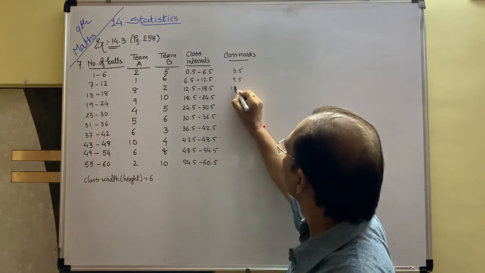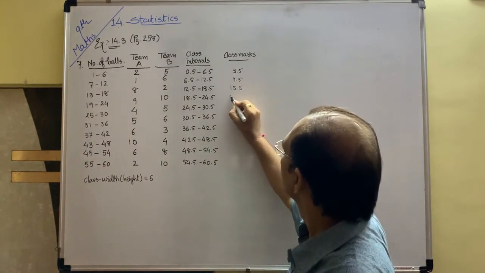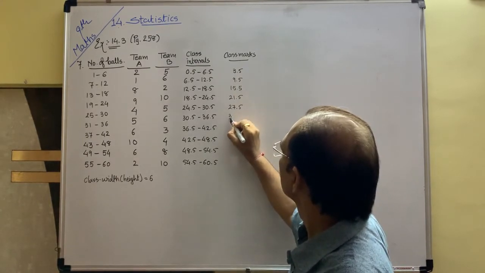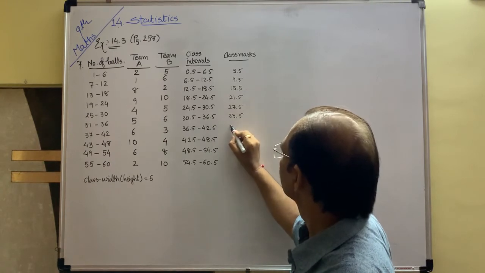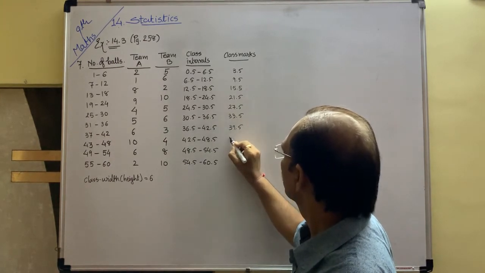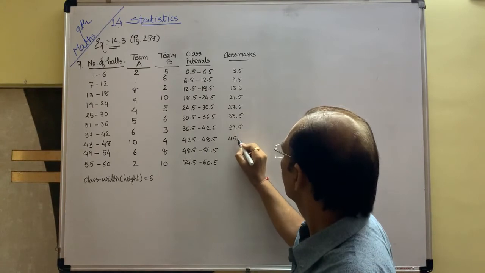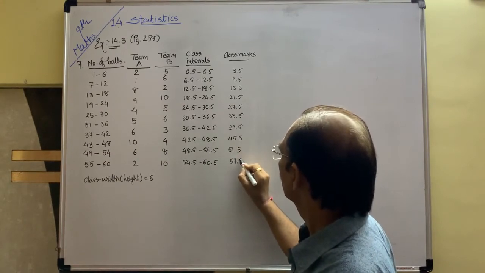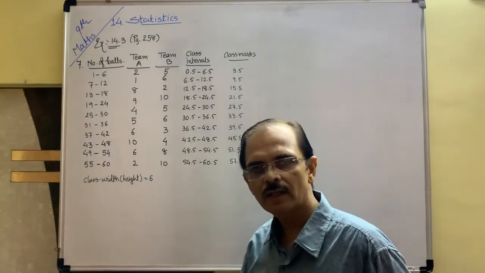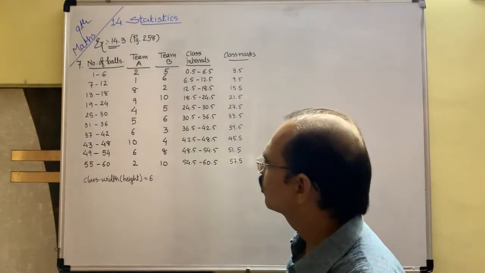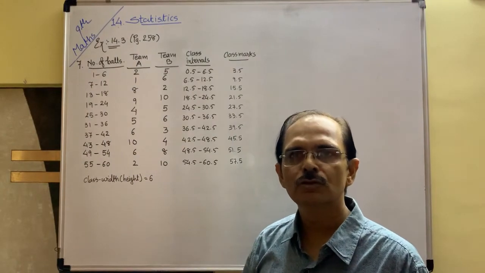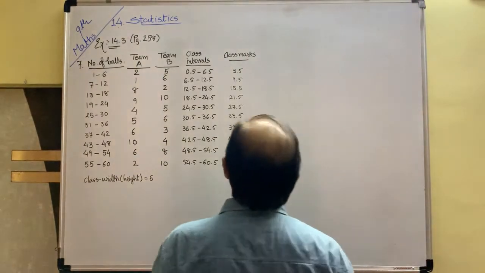9.5, 15.5, 21.5, 27.5, 33.5, 39.5, 45.5, 51.5, 57.5. Is it okay? Now with the help of this, start to draw the graph for team A, and then on the same graph paper, start to draw the graph of team B.